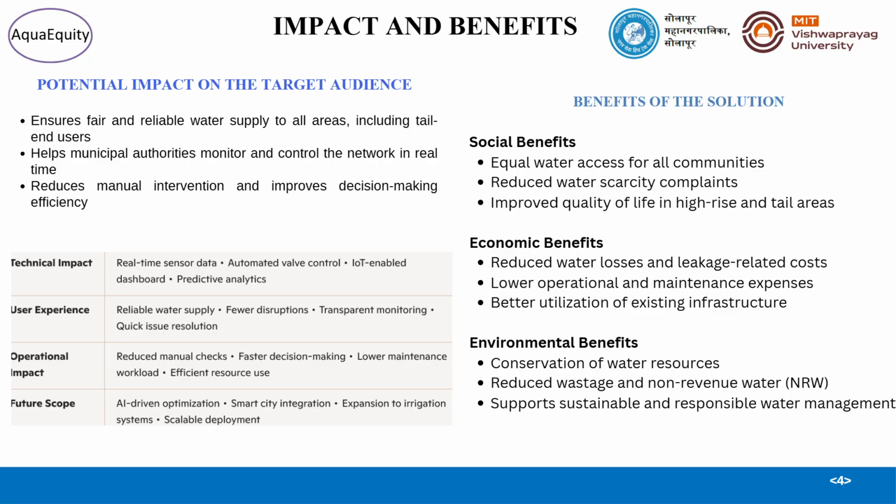For user experience, there is a reliable water supply and fewer disruptions, and most importantly an equal amount of pressure and water is delivered in every region, whether hill or low region, so equality is achieved in the water supply. The operational impact is reduced manual checks, faster decision making, lower maintenance workload and efficient resource use. The future scope includes integrating AI, smart city integration or expansion to solar panels, so we can make further innovations in this project.